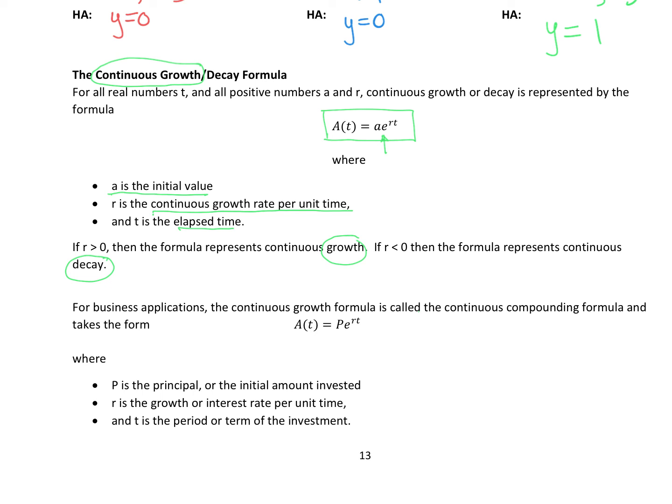For business applications, you may have seen this before. Rather than using A, we use P, meaning our principal, which again is our initial value that we're going to invest. And r is probably an interest rate per unit of time. And remember, this has to be as a decimal. So if it's 6%, we're going to use r equals 0.06.